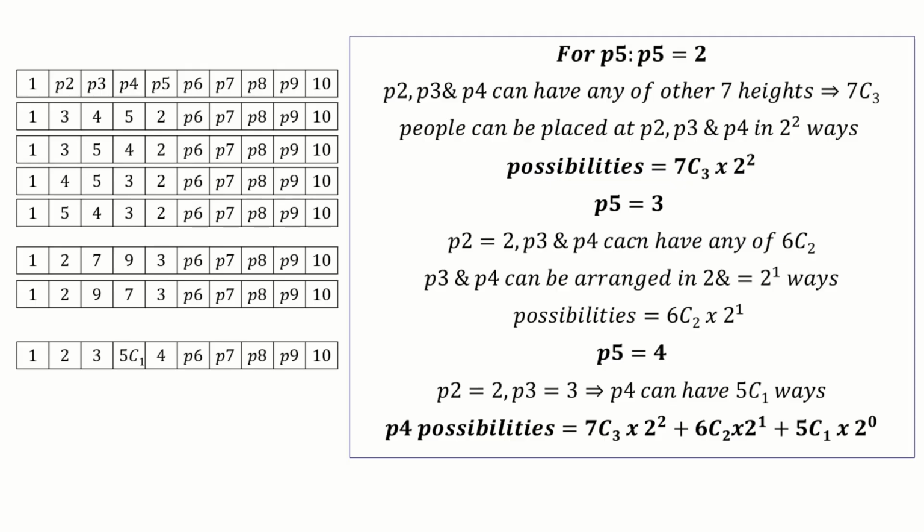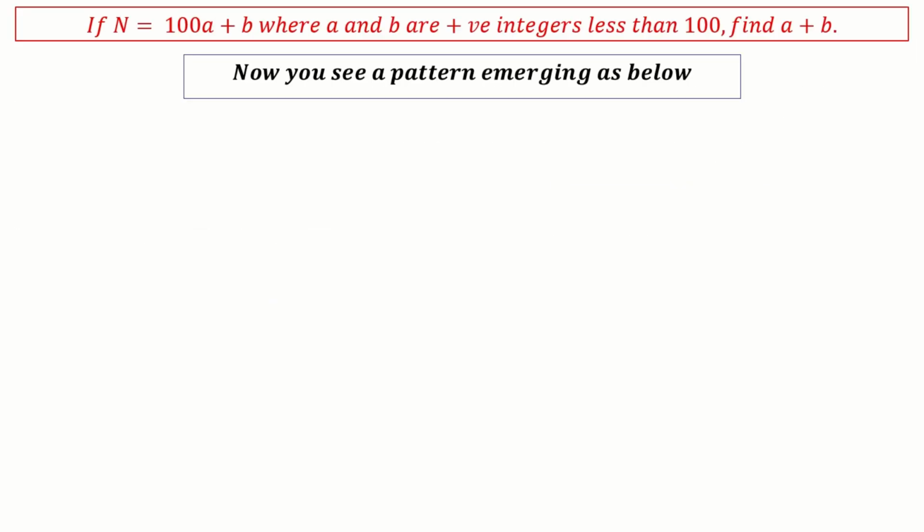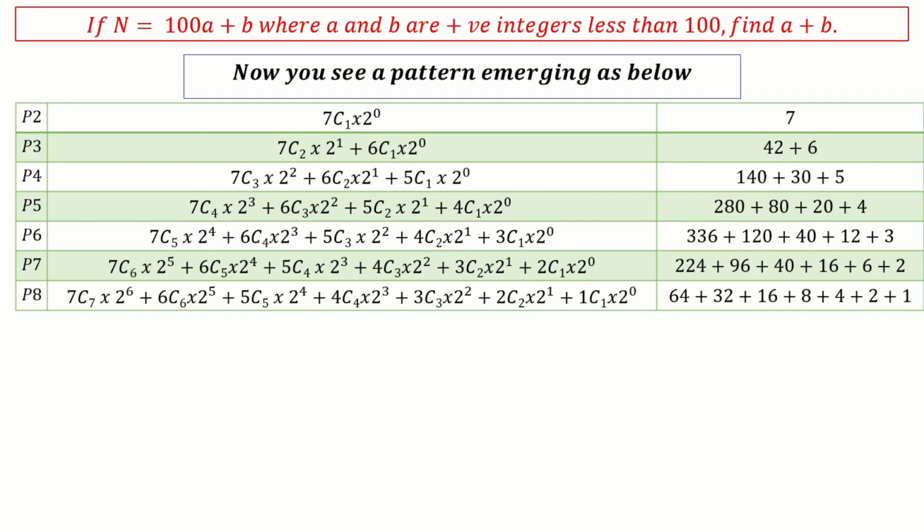Okay, so now if you see the pattern here, this is very interesting. Now you can see the pattern emerging like this. P2 has 7C1 into 2 to the power of 0. P3 has 7C2 into 2 to the power of 1 plus 6C1 into 2 to the power of 0. P4 has 7C3 into 2 square plus 6C2 into 2 plus 5C1 into 1. Right?